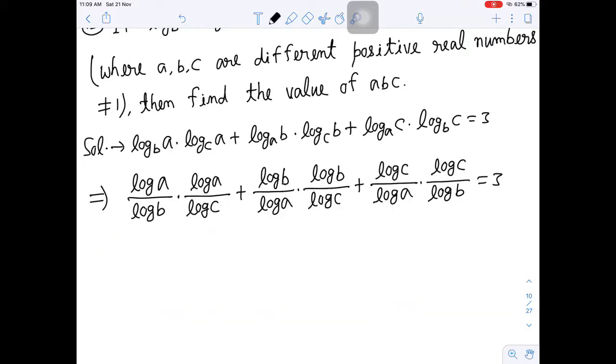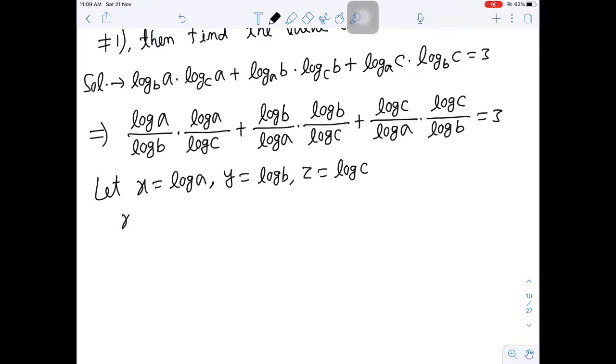Yeah, so after this you can also take let x equal to log a, y equal to log b, and z equal to log c. So then this equation will become x square divided by yz, then y square divided by zx, and then z square divided by xy equal to 3.